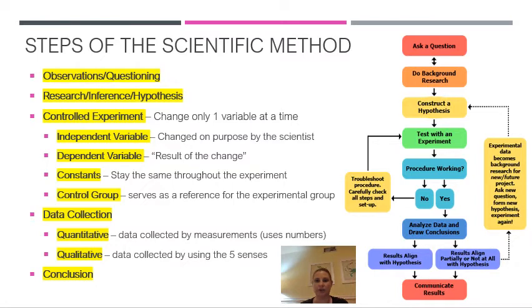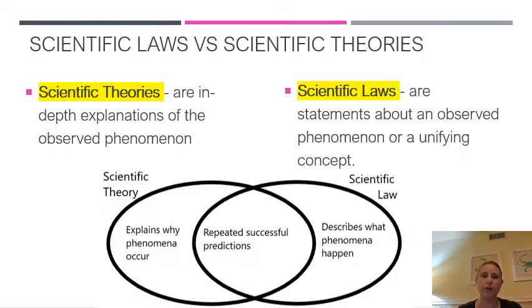So the next thing we talked about at the beginning of the year were scientific laws versus scientific theories. And I want you to remember this. Scientific theories are in-depth explanations. So they explain something that's happening. A scientific law is just a statement about something that's occurring. So it's basically just a fact. It does not explain why. It just describes what's happening.